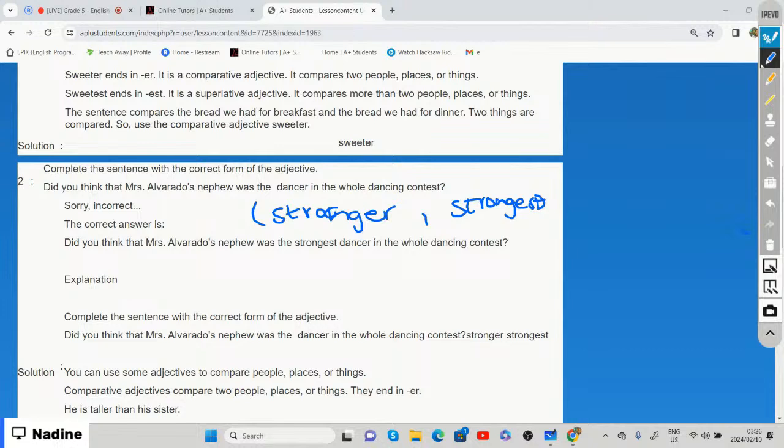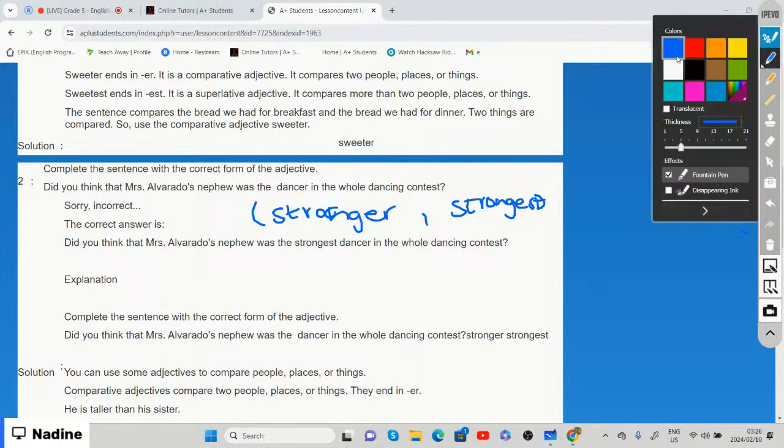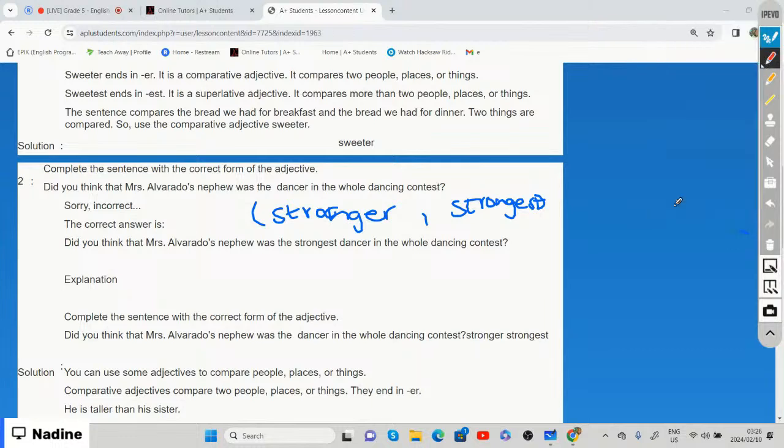And if we choose the correct one, we can say, did you think that Mrs. Alvarado's nephew was the strongest? So we're going to use strongest dancer in the whole contest. The reason why we're saying strongest is because he's being compared to all the other dancers in the competition, for example, or in the contest. So it ends in est.